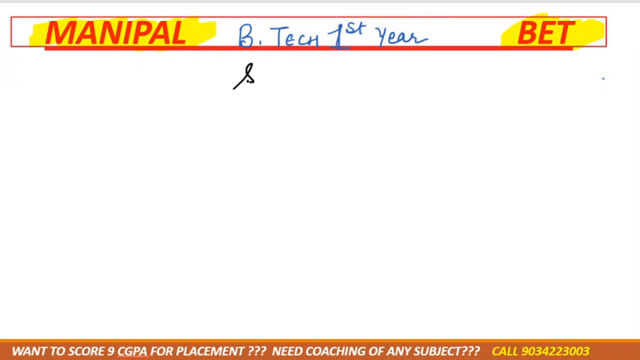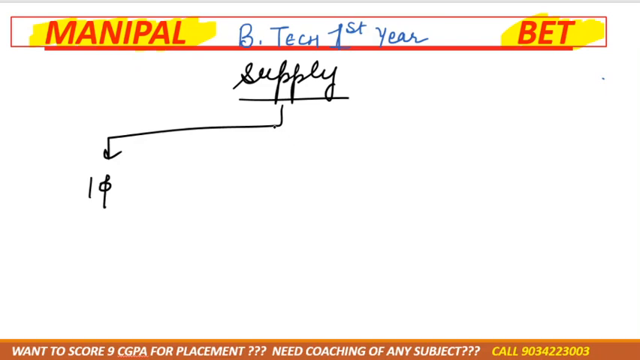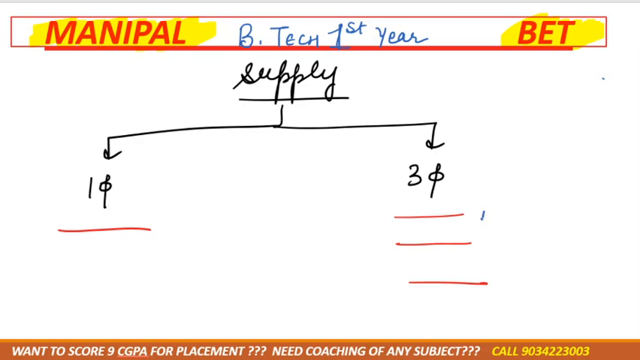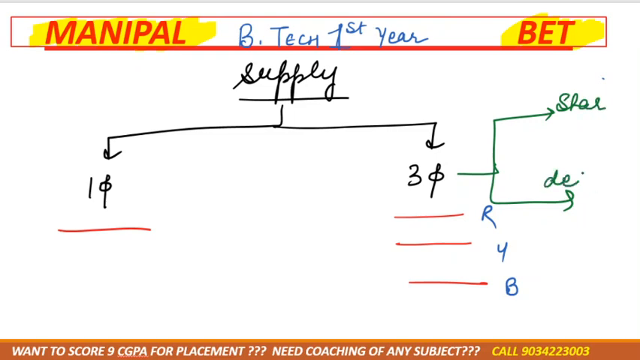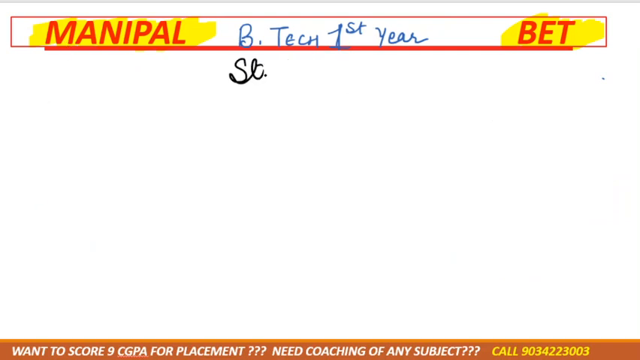First of all, as you know, supply is divided into two parts. One is the single phase supply, another one is the three phase supply. In the single phase supply we'll have a single wire. In the three phase supply we'll have three wires, red, yellow, blue. And three phase is further divided into two categories, which we have studied in the DC circuit also. One category is star connection and another category is delta connection. So let's study in detail about the star connection first.